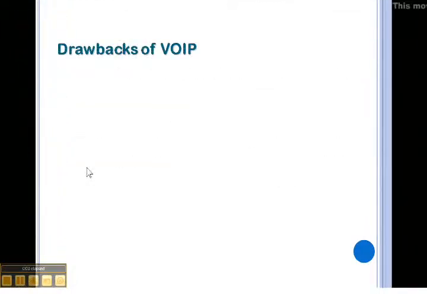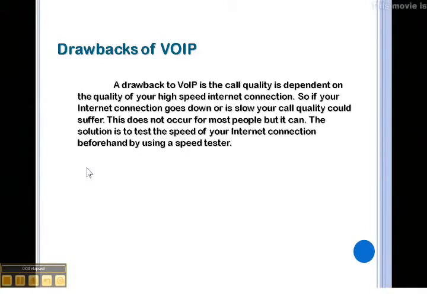Drawbacks of VOIP. A drawback to VOIP is that the call quality is dependent on the quality of your high-speed internet connection. So if your internet connection goes down or is slow, your call quality could suffer. This does not occur for most people, but it can. The solution is to test the speed of your internet connection beforehand by using a speed tester.